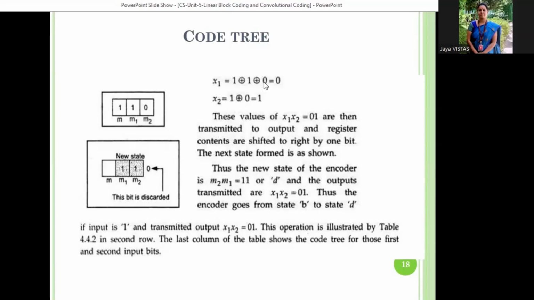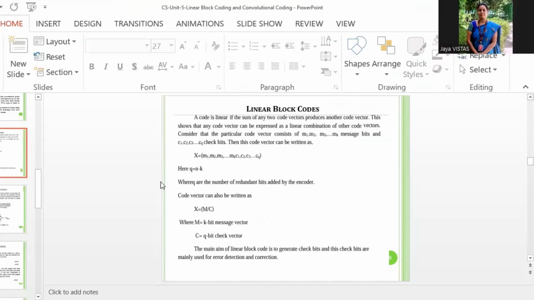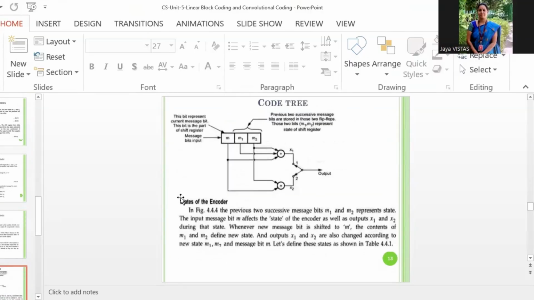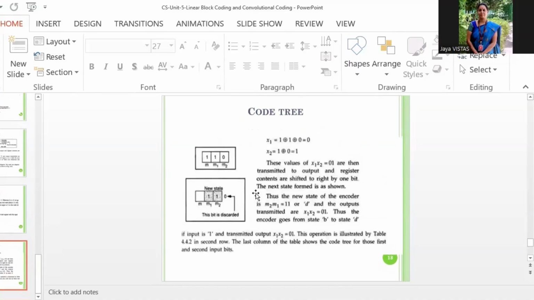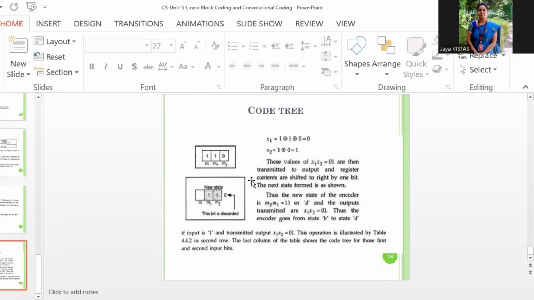So what is the output of this state? x1, x2 is equal to 0, 1. Then the new state is 1, 1, which is the D state. The output bits are 0, 1 and the new state is D. Likewise, we can calculate the code tree diagram up to the last bit, which is 0, for the message 1, 1, 0. We will see the next problem in the next video. Thank you.